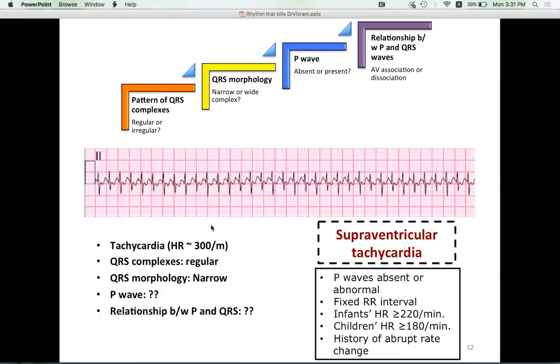The characteristic features of supraventricular tachycardia are that P waves are either absent or abnormal. There is a fixed RR interval. The heart rate is usually very high. Mostly in infants, it is more than 220 beats per minute, and in children, it is more than 180 beats per minute. And there is always a history of abrupt change.